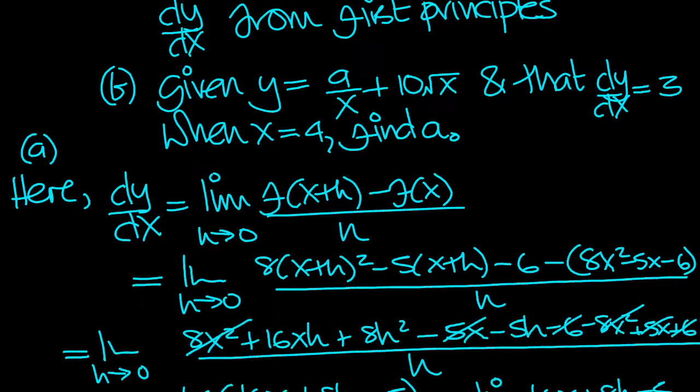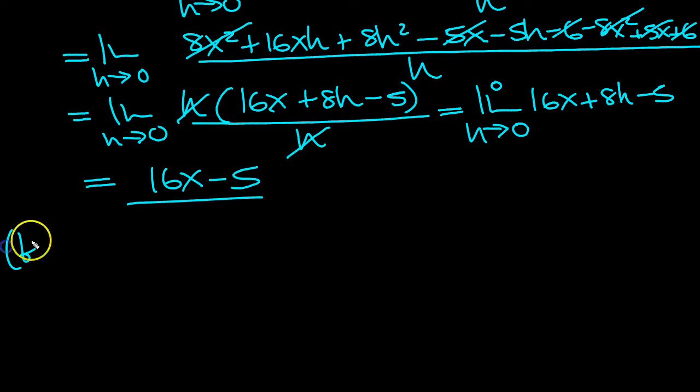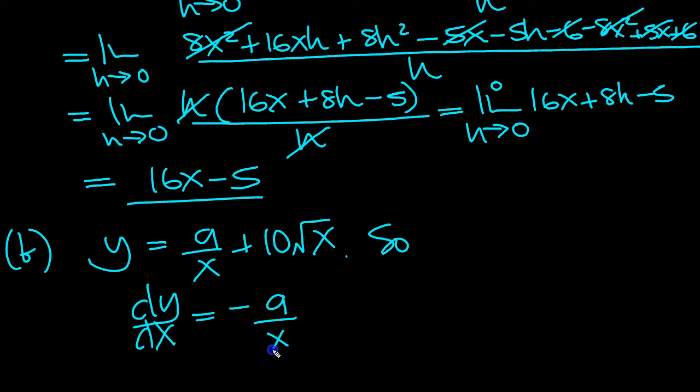Given that y equals this now, and that dy/dx is 3. So let's have a look at B. y equals a over x plus 10 root x. So dy/dx then is minus a over x squared, isn't it? That's x to the minus 1 in our mind's eye. The minus comes down. A to the 1 less, which is x to the minus 2. This is x to the half. The half comes down to be with the 10 to make 5. X to the 1 less than a half is minus a half.